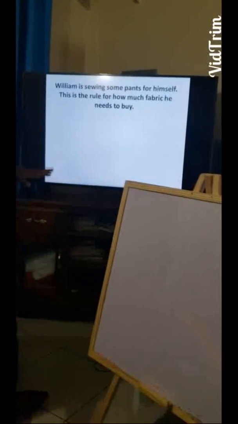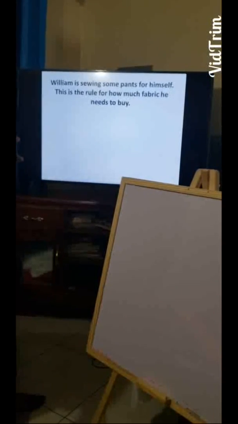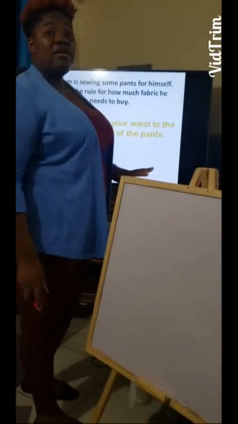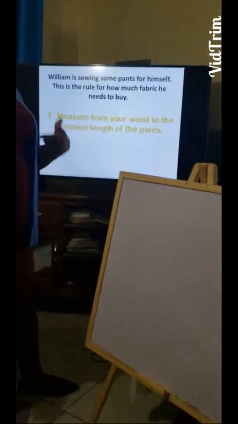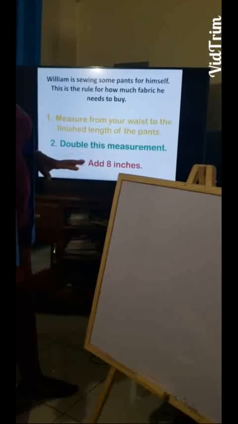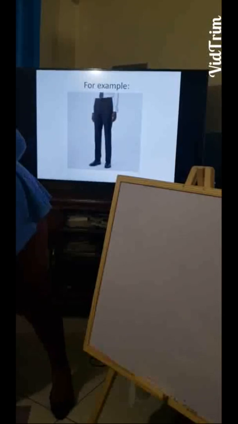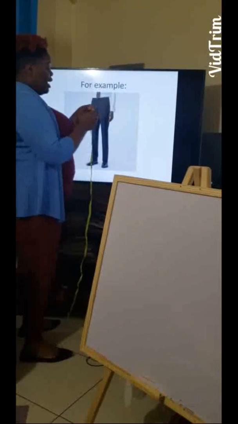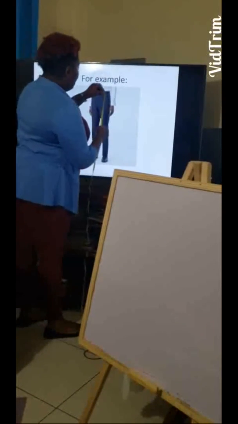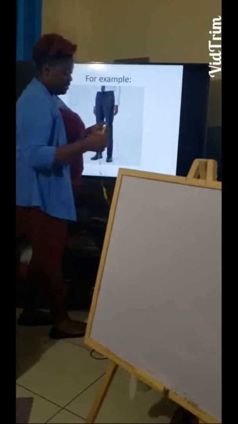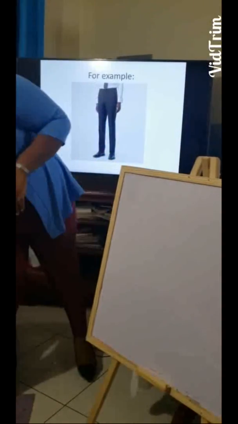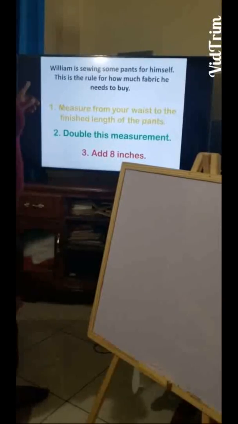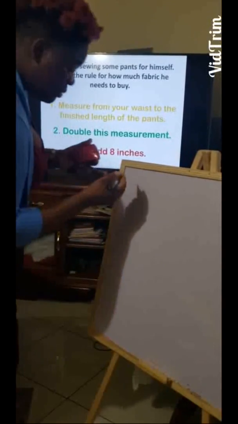William is sewing some pants for himself, and this is the rule for how much fabric he needs to buy. First, he needs to measure from the waist of the pants to the finished length of the pants. For example, let's get our tape measure and look for the zero line. We put the zero line at the waist of the pants, and measure all the way down to the pants length. And here we have 17 inches. So let's see what the rest of the rule is.